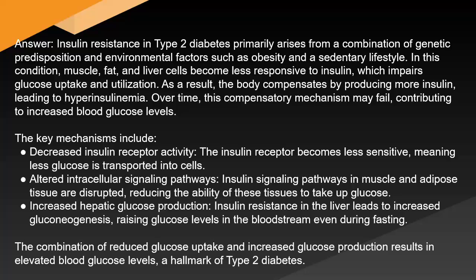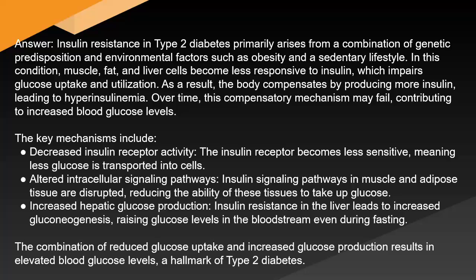The key mechanisms include decreased insulin receptor activity. The insulin receptor becomes less sensitive, meaning less glucose is transported into cells. Altered intracellular signaling pathways. Insulin signaling pathways in muscle and adipose tissue are disrupted, reducing the ability of these tissues to take up glucose. Increased hepatic glucose production. Insulin resistance in the liver leads to increased gluconeogenesis, raising glucose levels in the bloodstream even during fasting. The combination of reduced glucose uptake and increased glucose production results in elevated blood glucose levels, a hallmark of type 2 diabetes.